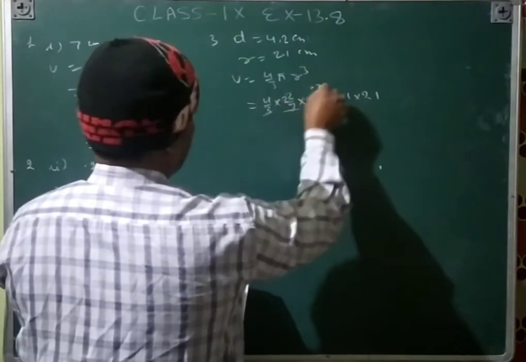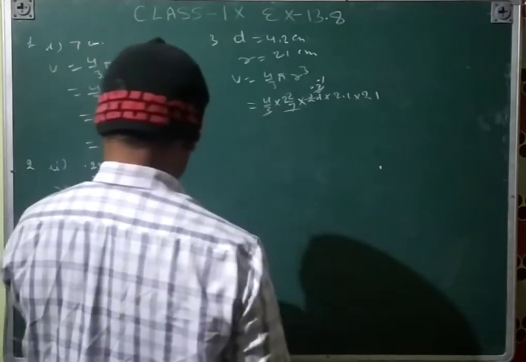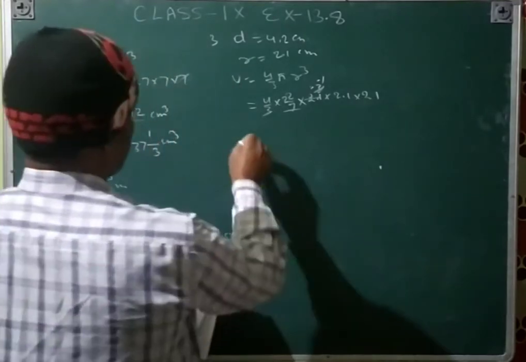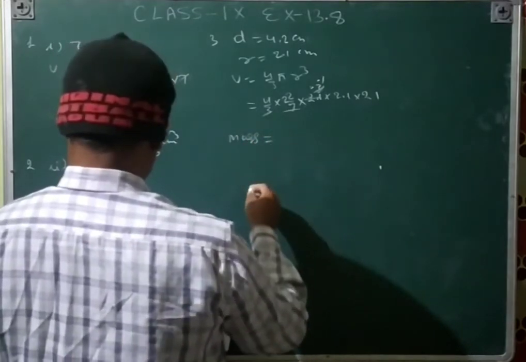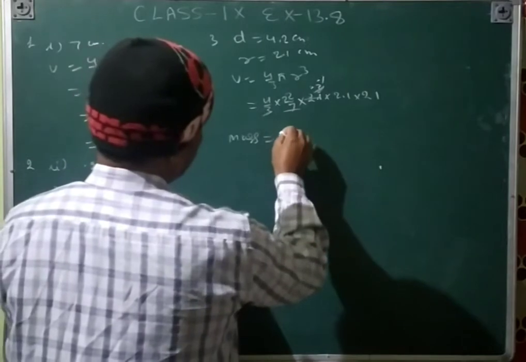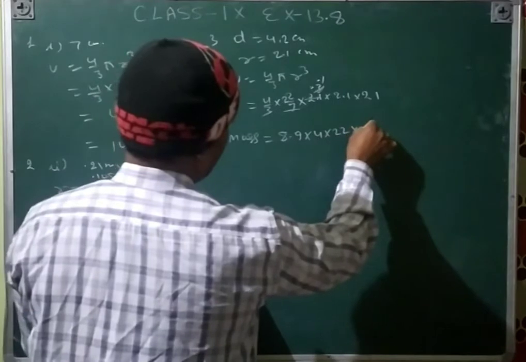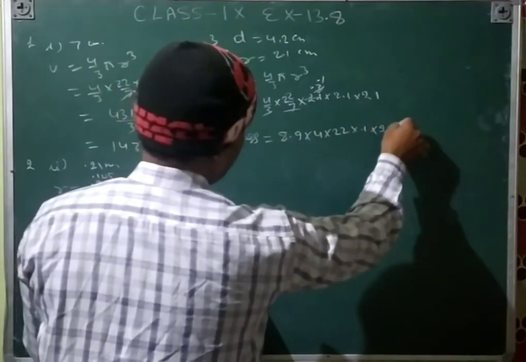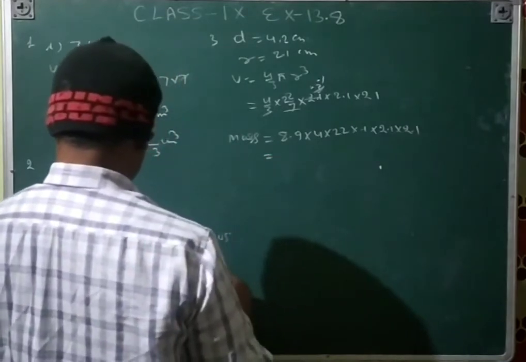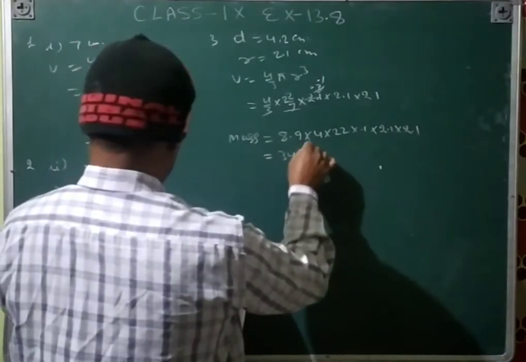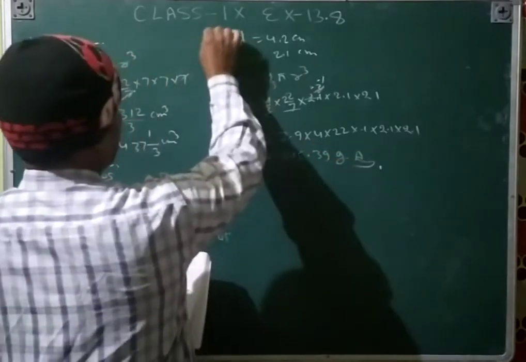7 3s are 21, 3 1s are 3. So that will be the volume. But we need to find the mass. So mass is equal to 8.9 gram into 4 upon 3 into 22 upon 7 into 2.1 into 2.1 into 2.1, and then multiplying all that, it will be 345.39 gram. That will be the answer. This is the third question.